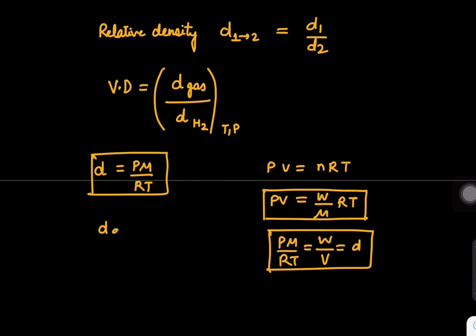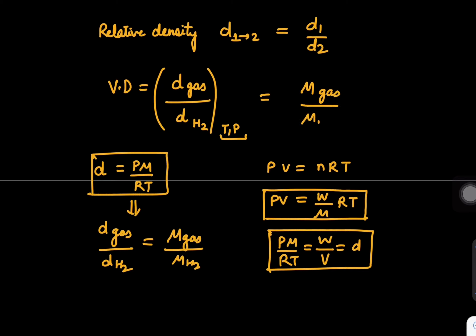Can I use this for d gas ratio taken with d hydrogen? If T and P are the same, they will get cancelled out. It becomes m gas upon m hydrogen. I think that's the simple outcome we can understand. When you put it back here, it becomes m gas divided by m hydrogen. And what is the molecular weight of hydrogen? It is equal to 2 grams per mole. So what is the result? Vapor density of a gas is equal to molecular weight of the gas upon 2. Or we can say molecular weight of a gas is equal to 2 times the vapor density of the gas. So these kinds of results we can solve.